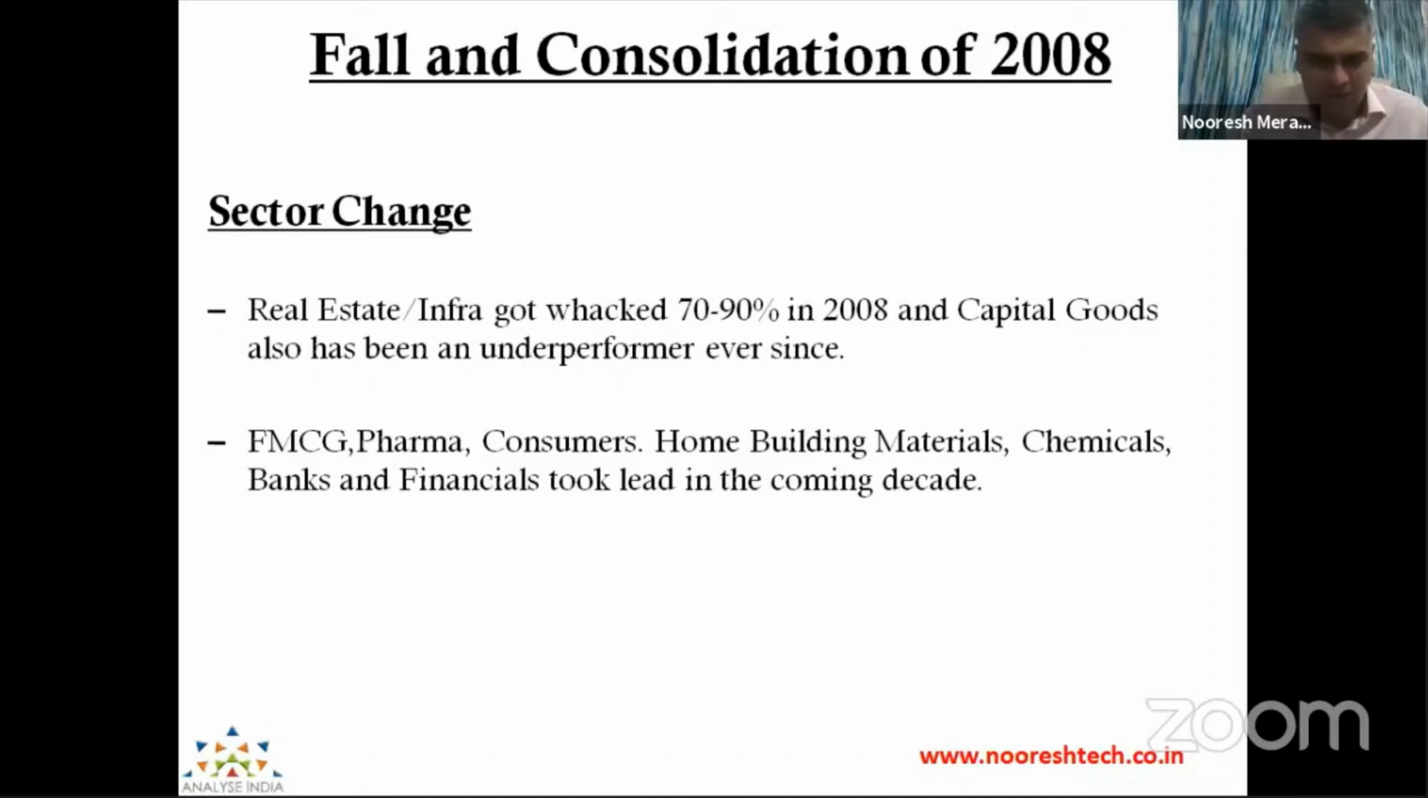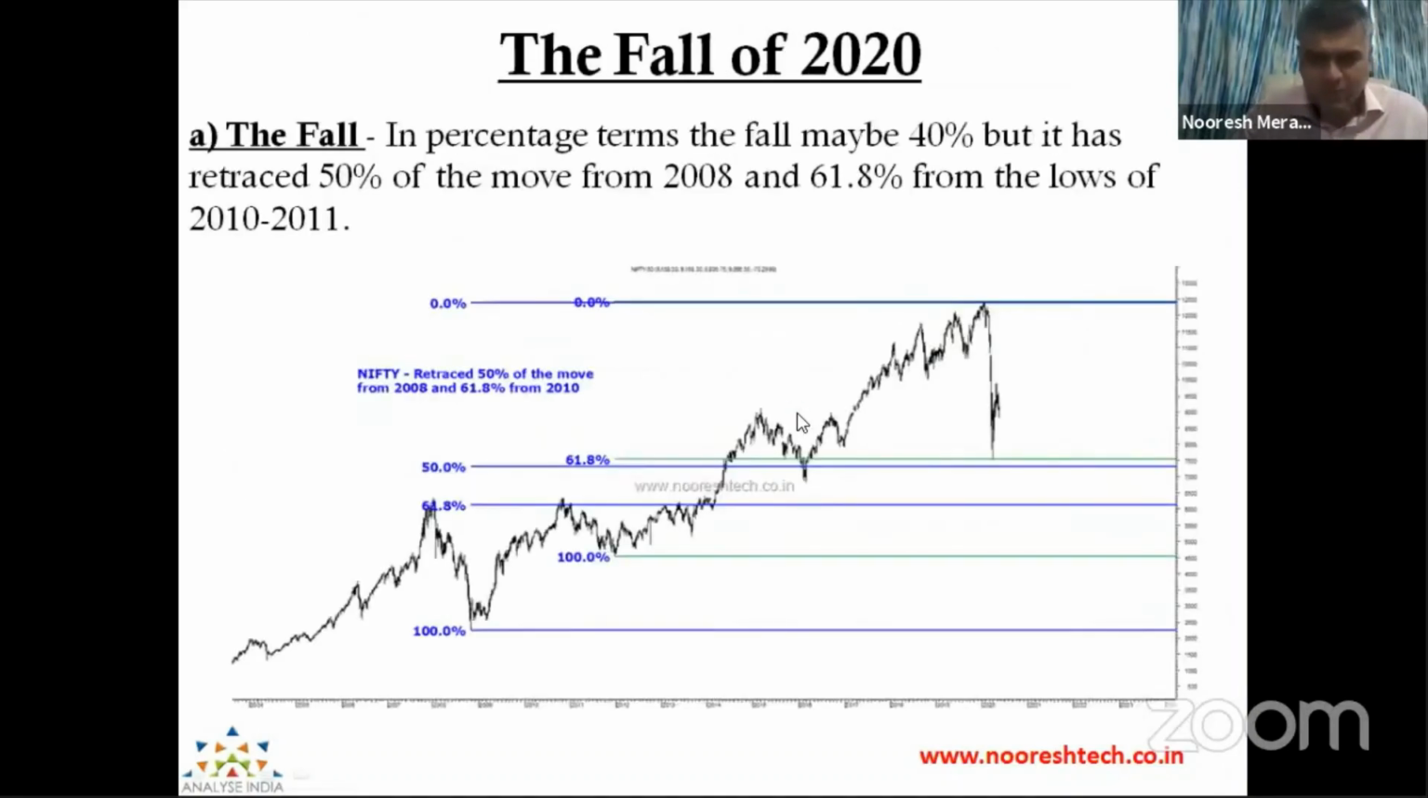did really well. Pharma came up, consumer names came up, home building materials. Then a few years later, it has been chemicals, and financials took the lead. The next decade, all the winners of 2003 to 7, 2001 to 7, like PSUs, for example, have been whacked for the last 12, 15 years. So that is a big change which happens after the market, which is where one has to keep an open mind.